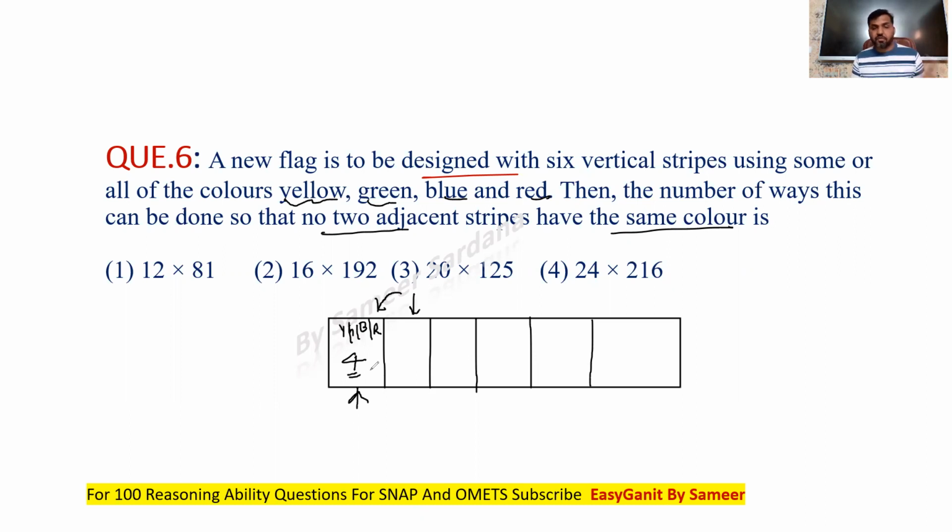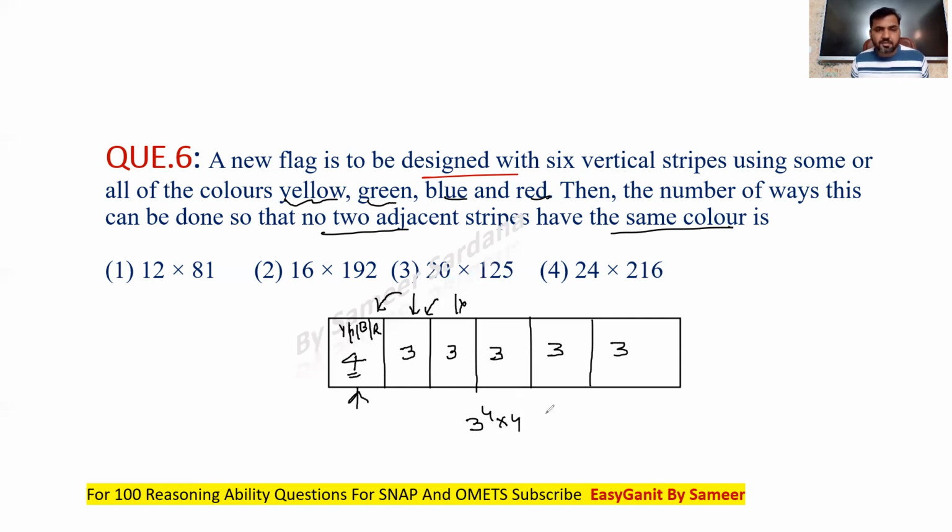So if this can be filled in with 4 colors, we have only 3 options, 3 color options for the second strip. Similarly, out of 4, whatever color has been used here, same color cannot be used over here. So I'll be left with 3 options for here, 3 here, 3 here, 3 here. So total, you can see that this will be the answer. This is 3 power 5 multiplied by 3.